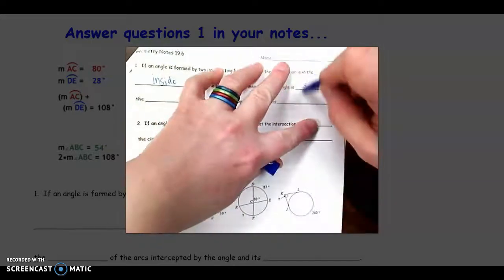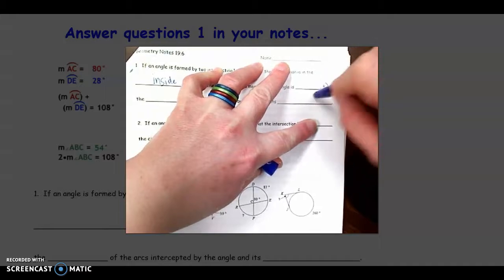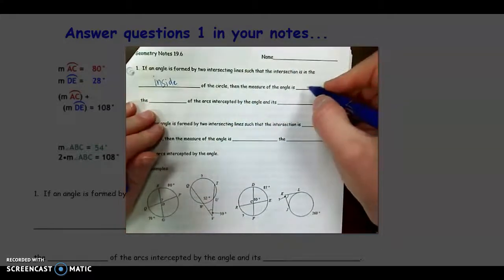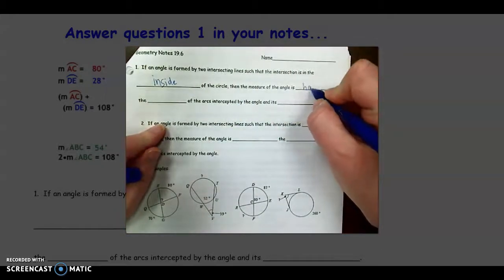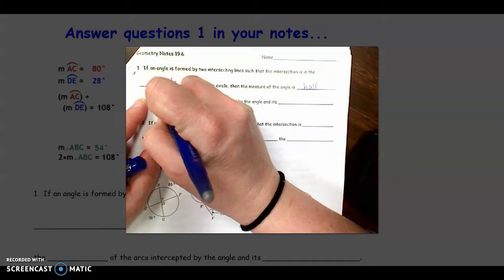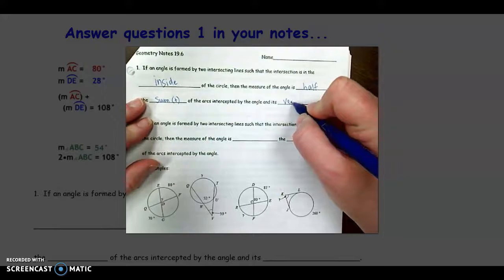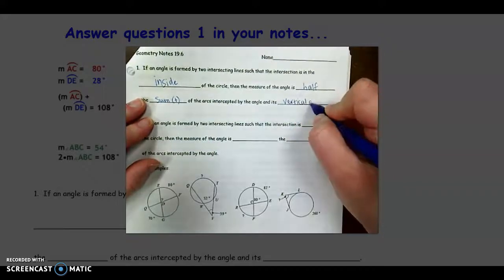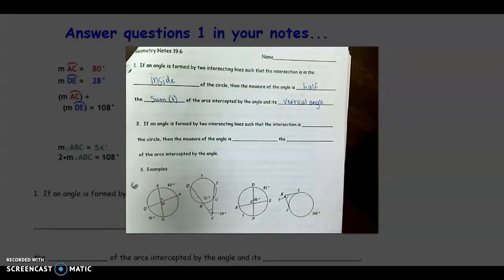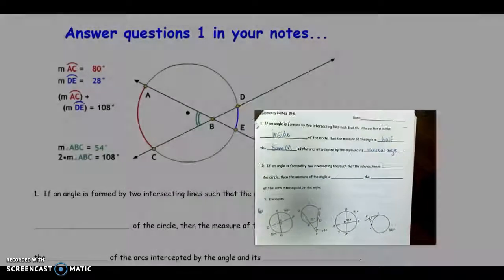Oh goodness, it's supposed to be half. Good thing I used an erasable pen. Then the measure of the angle is half the sum, and sum does mean to add, of the arcs intercepted by the angle and its vertical angle. So that's how you have two different arcs. You have the arc of the angle you're finding and the arc of its vertical angle. So you're going to add those two arcs and take half, and that'll give you the measure of the angle.